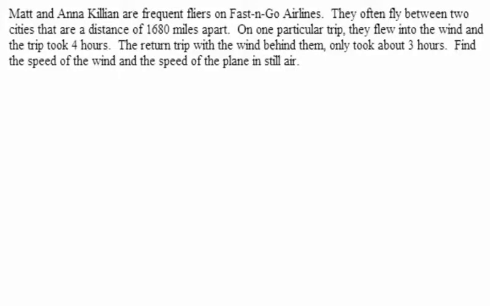So Matt and Anna Killian are frequent flyers on Fast and Go Airlines. They often fly between two cities that are a distance of 1,680 miles apart. On one particular trip, they flew into the wind, and the trip took 4 hours. The return trip with the wind behind them only took 3 hours. Find the speed of the wind and the speed of the plane in still air.